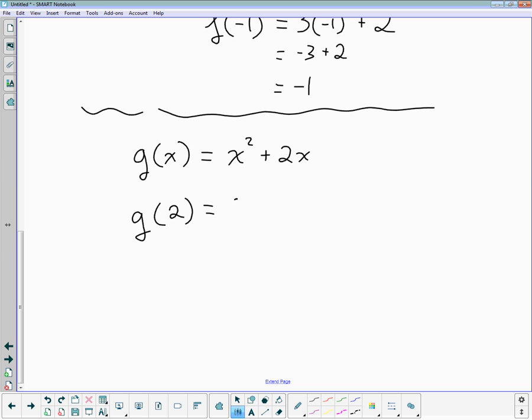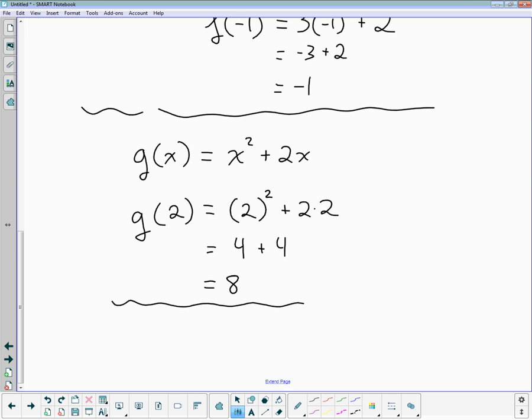So what do I do here? 2 to the power of 2, which is 2 squared, right? 2 squared is 2 times 2, which is 4, and my answer is 8. See how that works?